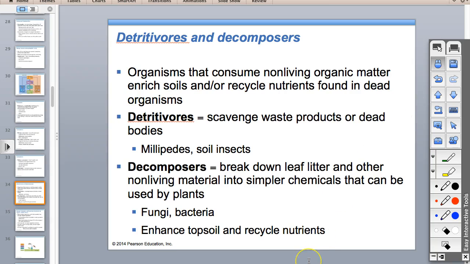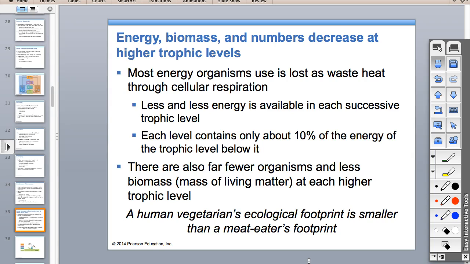Fancy way of saying something gross. Good job, whoever made that word up. So is a detritivore just a more specific description of the type of decomposer? Depending on the source that you're looking at, they kind of use them interchangeably, to be honest with you. But you should be familiar with both words.